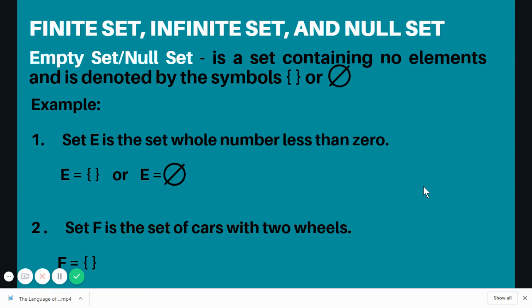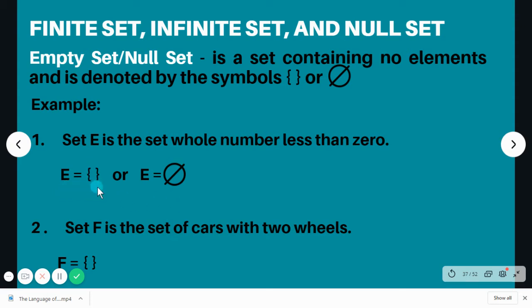And next, we have the empty set or the null set. It is a set containing no elements and is denoted by symbols. Okay, here are the symbols for empty set and null set. So example, set E is the set of whole numbers less than 0. Okay?